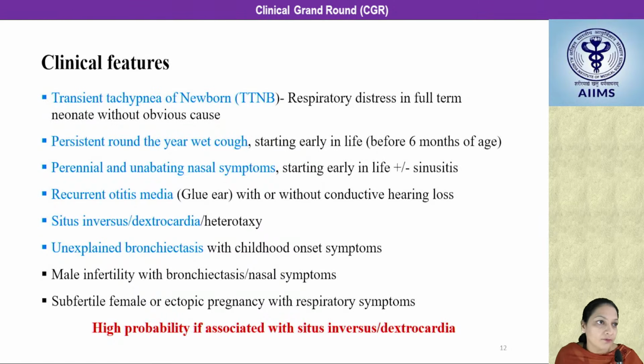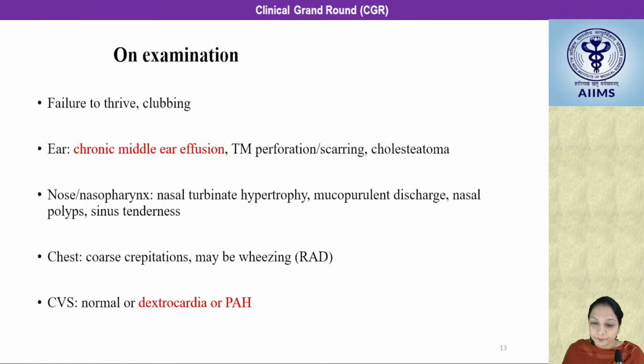Patients can be diagnosed if they have situs inversus on chest X-ray. There can be dextrocardia or heterotaxy, which is seen in around 40 to 50% of patients with PCD. In adults, they can present as unexplained bronchiectasis, but the symptoms are usually of childhood onset. Adult males can also present with infertility with or without bronchiectasis and nasal symptoms. Females can be subfertile with ectopic pregnancy and respiratory symptoms. Now, all these symptoms, if associated with situs inversus or dextrocardia, have a very high probability of PCD.